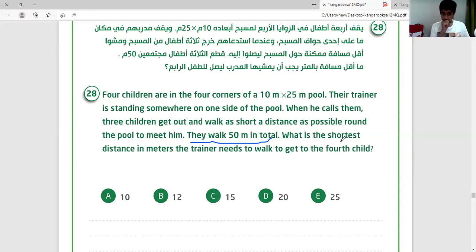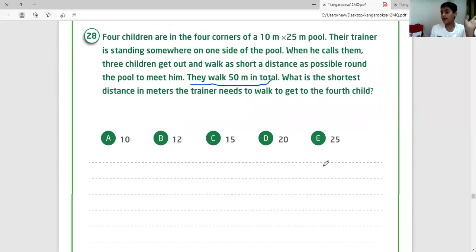So what you should understand is that the swimming pool is 10 times 25. The person who teach them how to swim, which is their trainer, is standing somewhere in the pool. He says here that the 3 children who come to him, they get 50 meters to come for him.